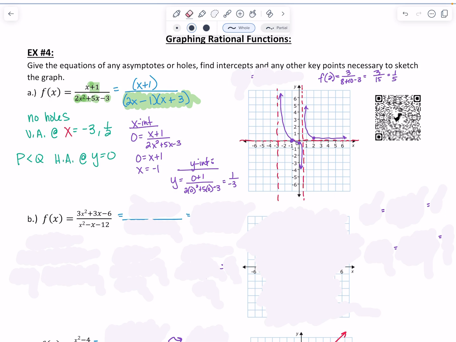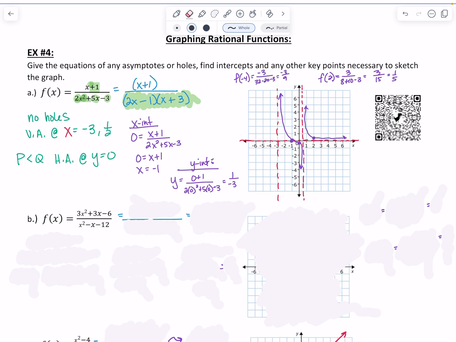So pick a number on the left of -3. Pick an x value like -4, -5, -6. Plug it into your function and see what your y values come up as. Do they come up as positive? You need to graph it on the top. Or are they negative and you need to graph it below? So I'm going to pick, I don't know, x equals -4. Plug in -4 into your function.